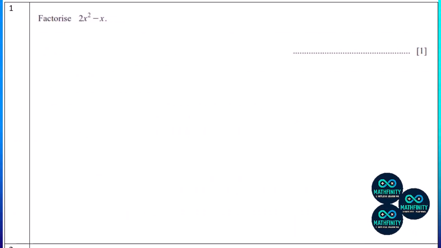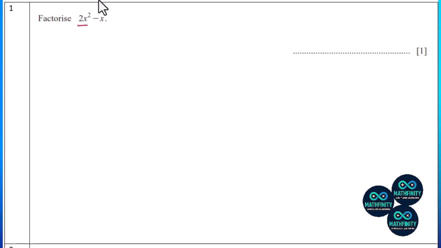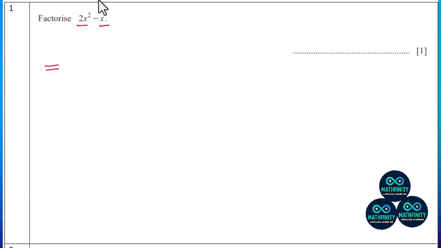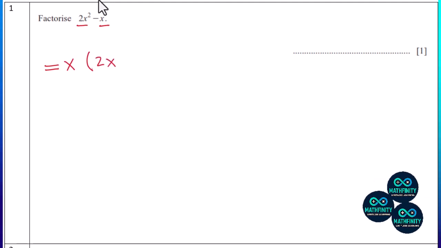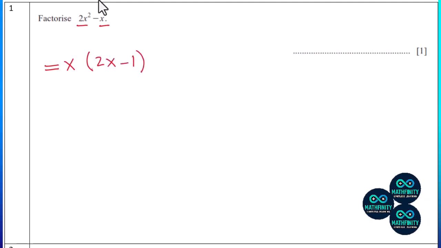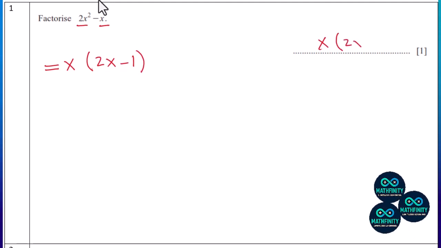Like here, question number one. The question is factorize, and there are two terms, number one and number two. So what is common between them? We can see there is no number common, but the variable is common, and that is x. So we will take out x common. What is left inside? 2x minus 1. That's it. x and 2x minus 1.